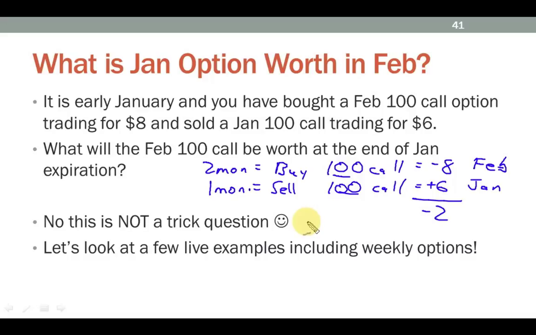It's not a trick question. What's the February 100 call worth at the end of January expiration? The answer is 6. It's worth 6. Because basically what occurs is the February option becomes the January option. It wants to be the next month option. Nothing but time. Nothing but time. But let's look at a few live examples.